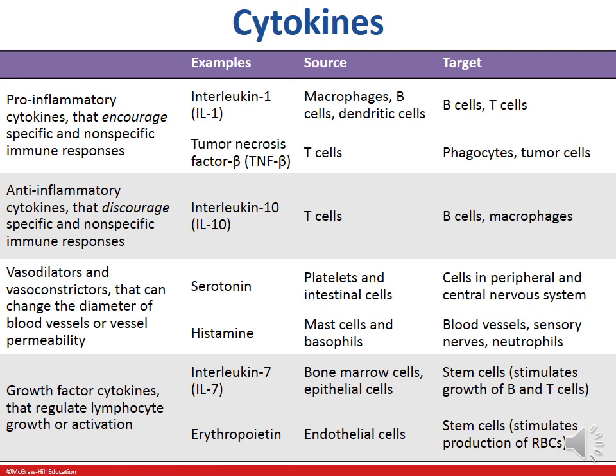We have inflammatory chemicals like histamine and serotonin. We even do have a hormone called erythropoietin that's considered a cytokine in the way that it talks specifically to the stem cells in the bone marrow to trigger them to make red blood cells. So you'll hear about more of these chemical messengers when we get to chapter 13. So that's it.